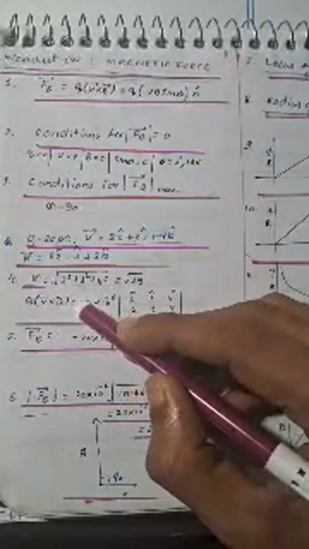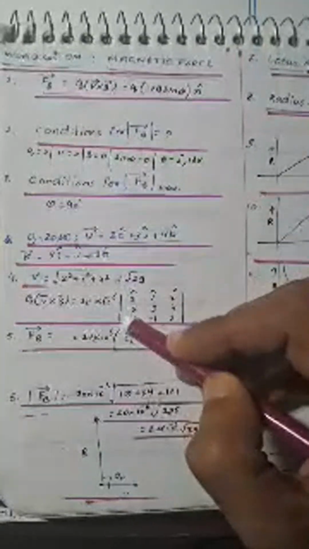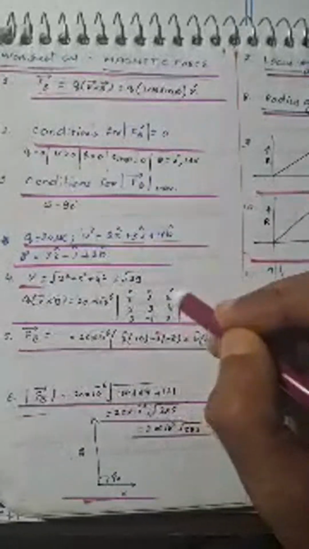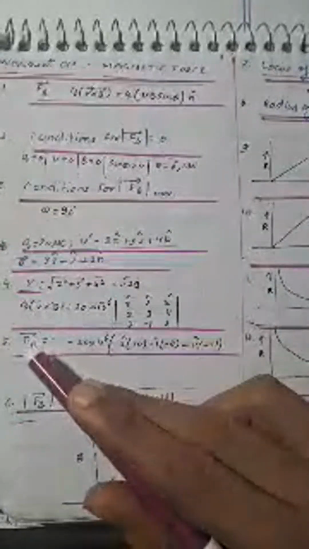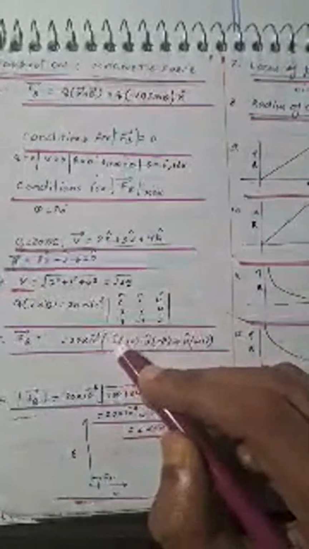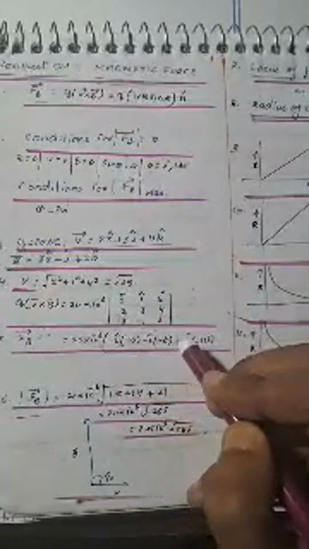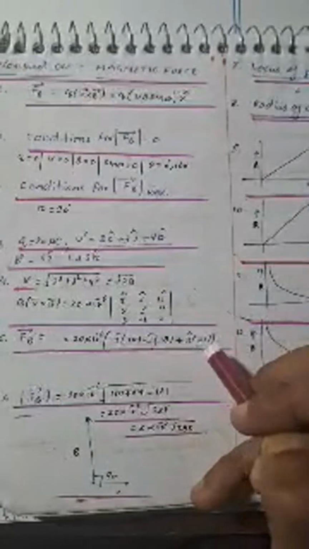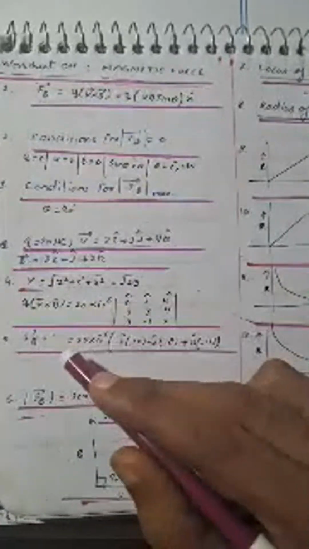Then we need to find q v cross B. Q here is 20 microcoulomb. V cross B can be found by the determinant with i, j, k, then 2, 3, 4 and 3, minus 1, 2. After solving it we get the expression for magnetic force: 20 into 10 to the power minus 6 times (10 i cap minus 8 j cap minus 11 k cap). So this will be the expression for the magnetic force over here.